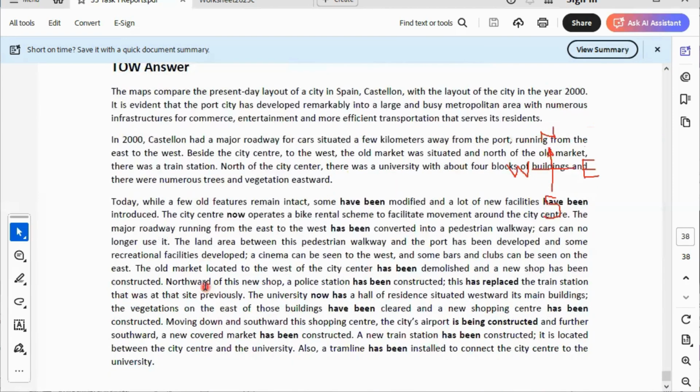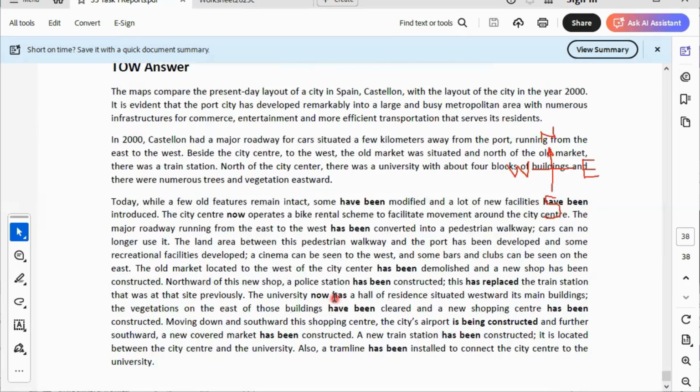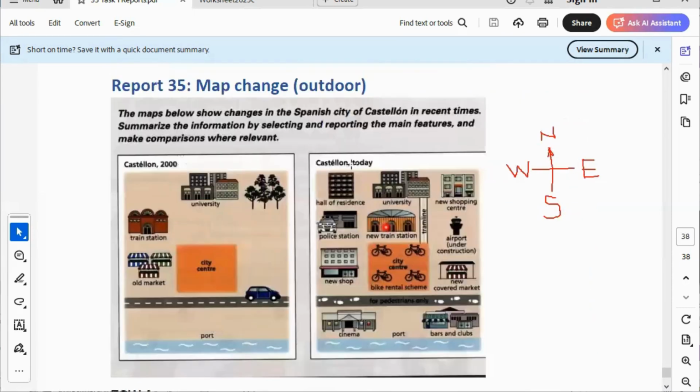So in describing the new map, you now begin to highlight the changes. I gave you the 3 changes to highlight earlier on. So look at it, everybody. Look at it closely. Today, while a few old features remain intact, some have been modified. Can you see my tenses? Have been. Why? Because the map is for today.